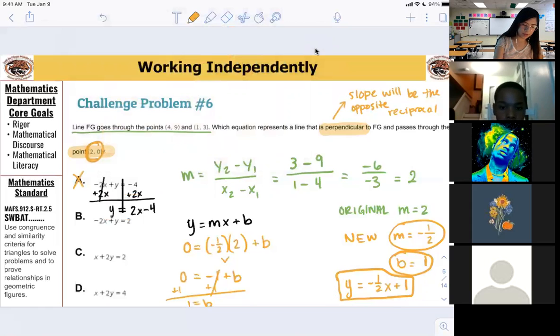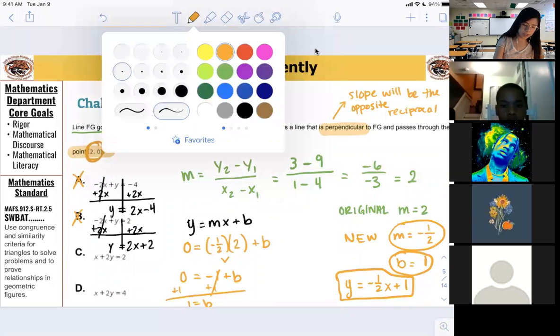Next one, same idea. We're going to try to get it into slope-intercept form. I'm going to add 2x to both sides and then see if it matches. y equals 2x plus 2. Does it match? No. Answer choice C.